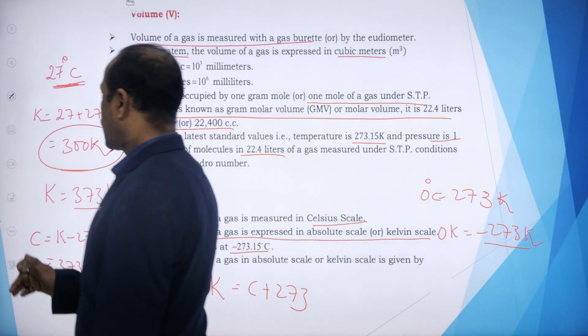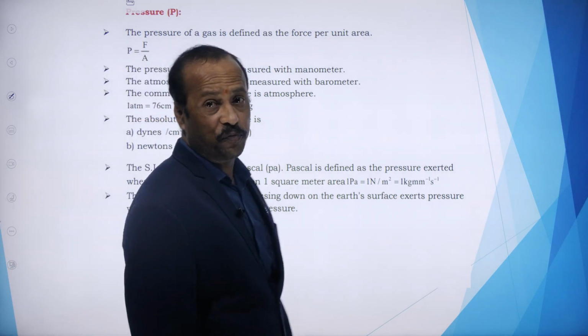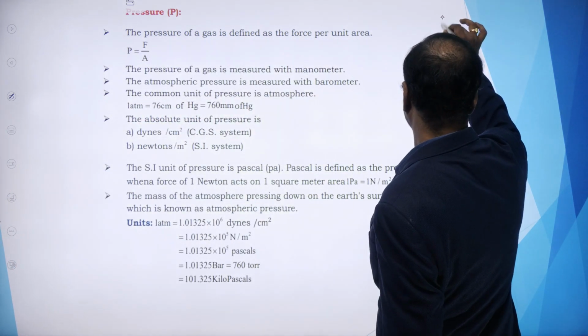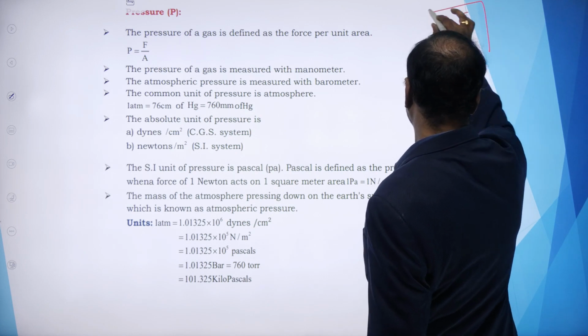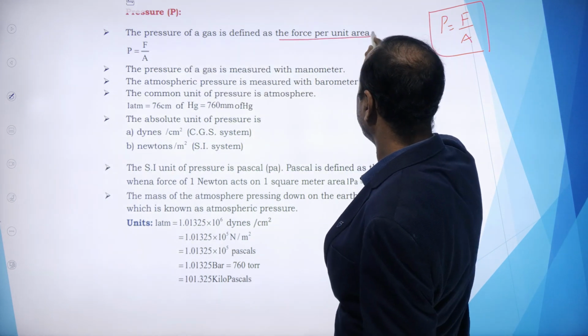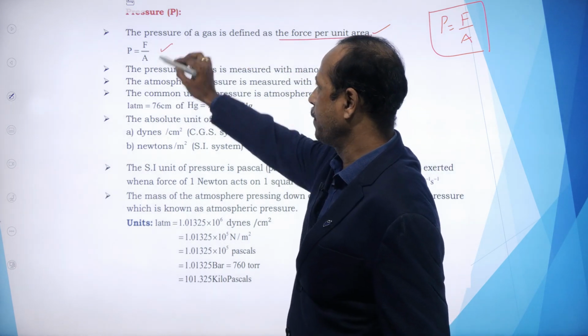Okay. Now the last and final one is what? Pressure. Pressure means what? The force per unit area. So P is equal to F by A. Pressure is equal to force by area. So the pressure of a gas is defined as force per unit area. Okay. And the formula is what? P is equal to F by A.